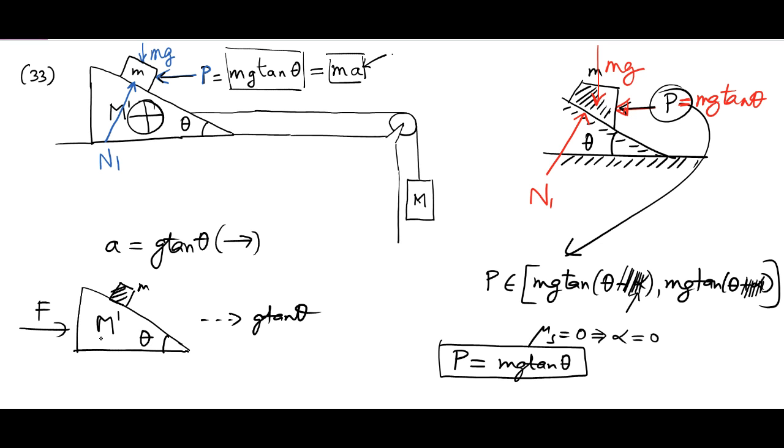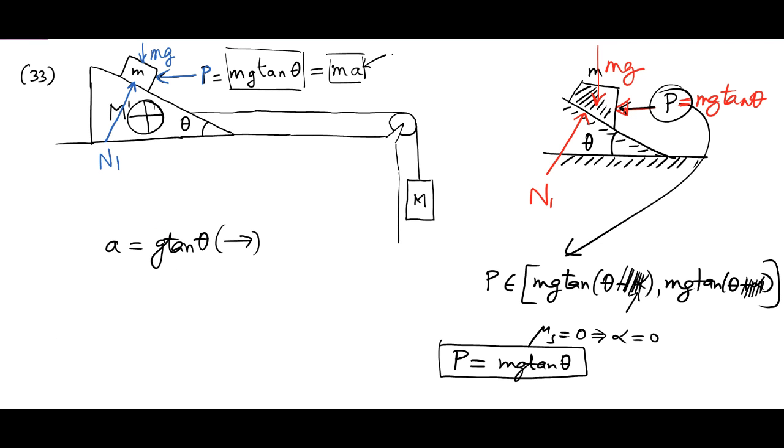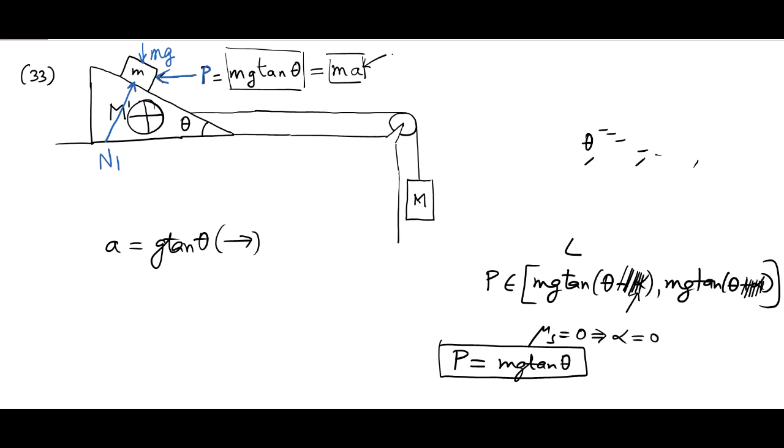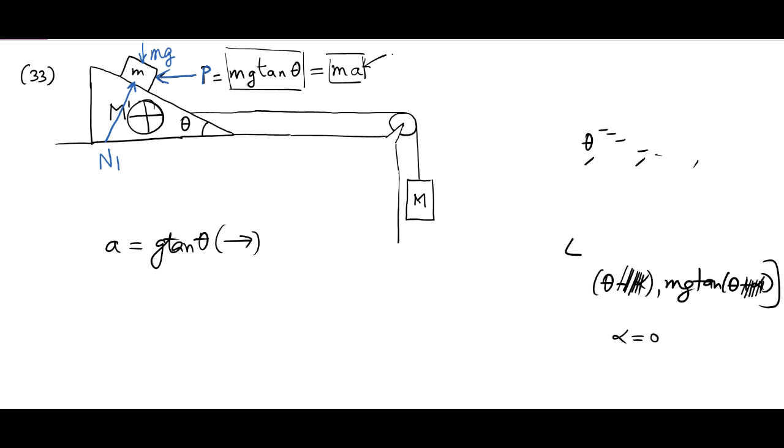So how you get the acceleration depends on what you have. You can push the block, or in this case you can connect the block to another block through a string, but the acceleration has to be g times tan theta. And now it's very simple.